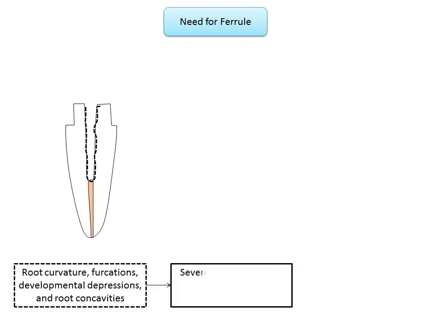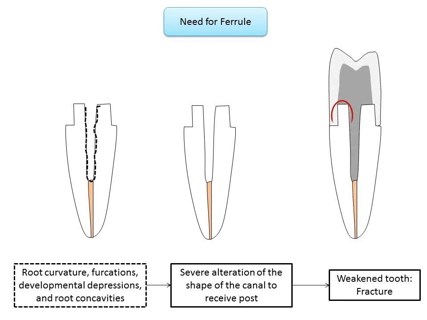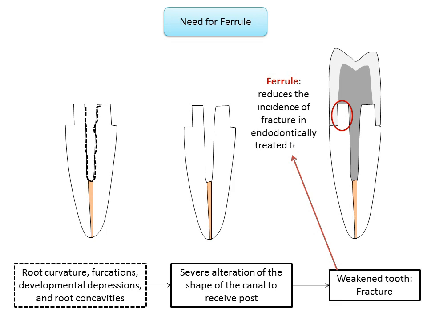As a result, severe alteration of the natural shape of the canal is often necessary to adapt a circular post inside the root. This increases the risk of root perforation, especially in mesial roots of maxillary and mandibular molars that exhibit deep concavities on the furcal surface of the mesial root. The tooth is also weakened if root dentin is sacrificed to place a large diameter post. And when properly placed, the ferrule reduces the incidence of fracture in endodontically treated teeth.